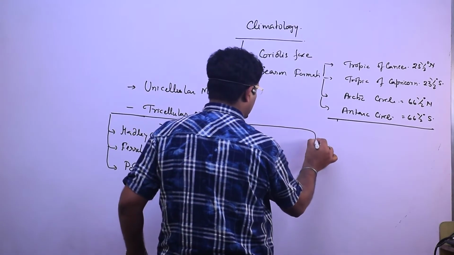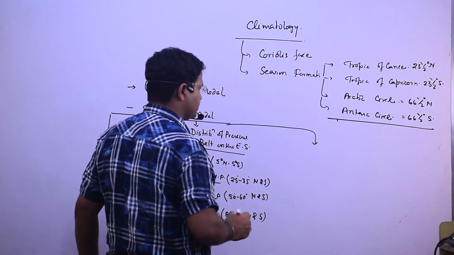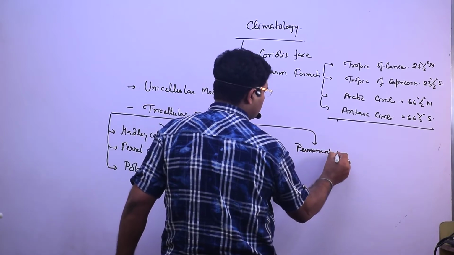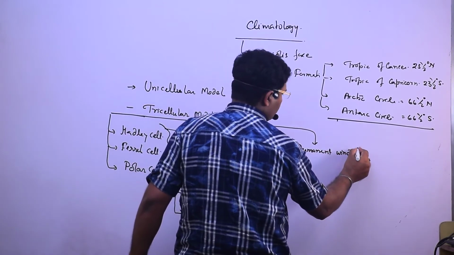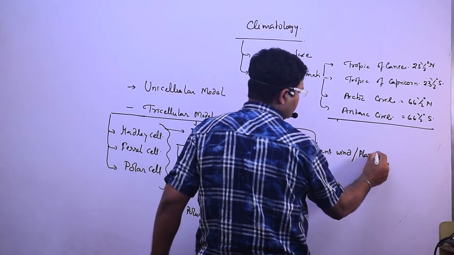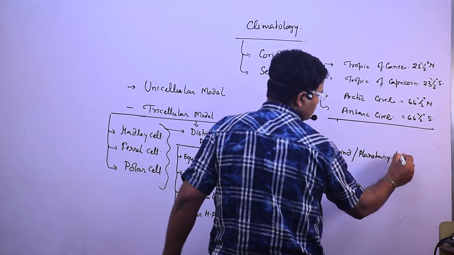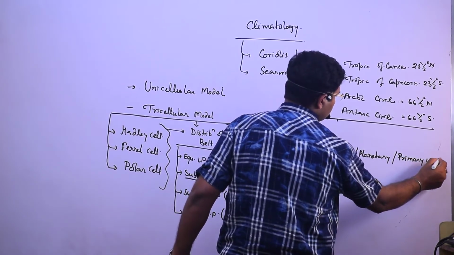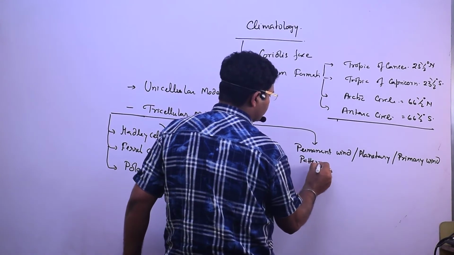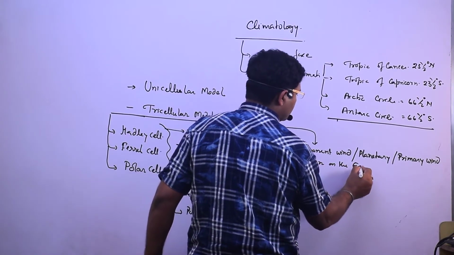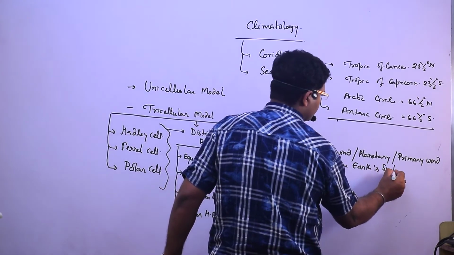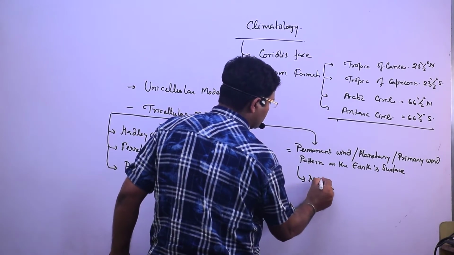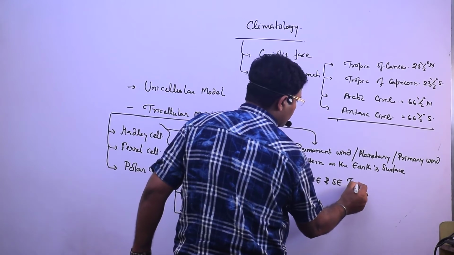And another topic will again get clear, that is the permanent wind, or better to say planetary wind, or primary wind pattern on the Earth's surface. And in this you know that there are the northeast and southeast trade winds. This is the first.